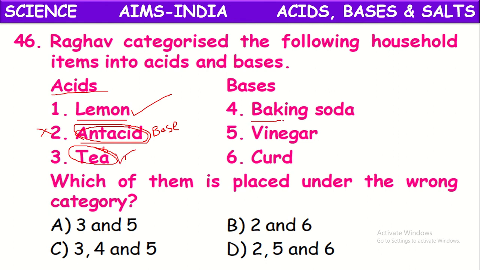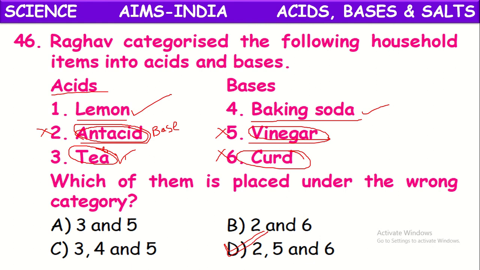Next, if you see here, baking soda. Yes, it is base. Vinegar. Doesn't vinegar contain acetic acid? Vinegar contains acetic acid, but they kept this vinegar under basic substances. So it is wrongly categorized. Next, curd. Curd contains lactic acid. So it is an acidic substance, but it is kept in the basic category. Now these three are placed wrongly: 2, 5, 6, as mentioned here. Got it?